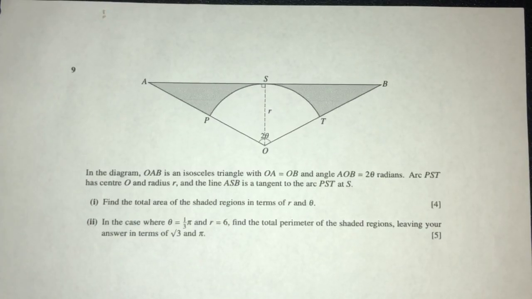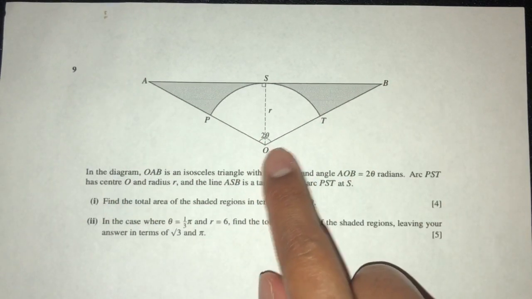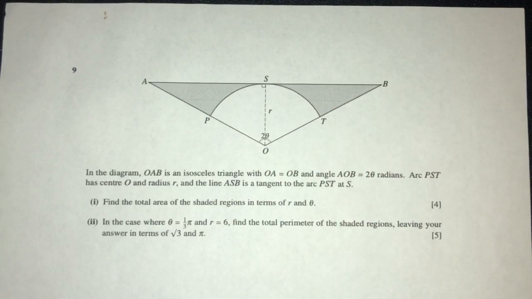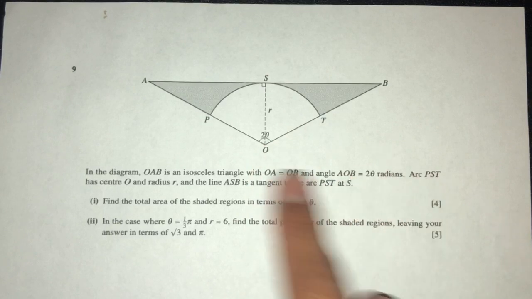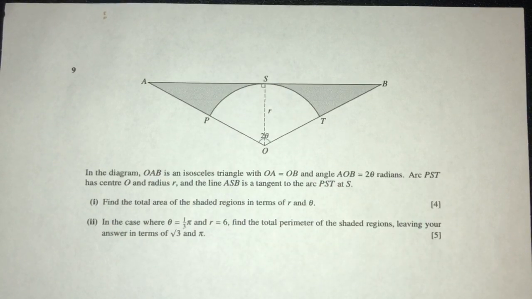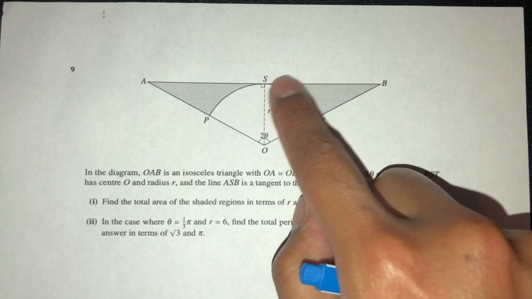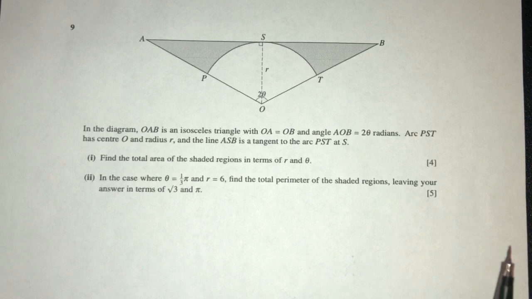In the diagram, we have OAB is an isosceles triangle. So OAB right here. Now with OA equal to OB, so these two are the same. And then the angle OAB is 2 theta right here. Now, arc PST has center O and radius r. Okay. Now what else? The line ASB is a tangent to the arc. Okay, so as you can see, this line is a tangent, and because S joins with the center O, here it is 90. Okay. Now moving on.